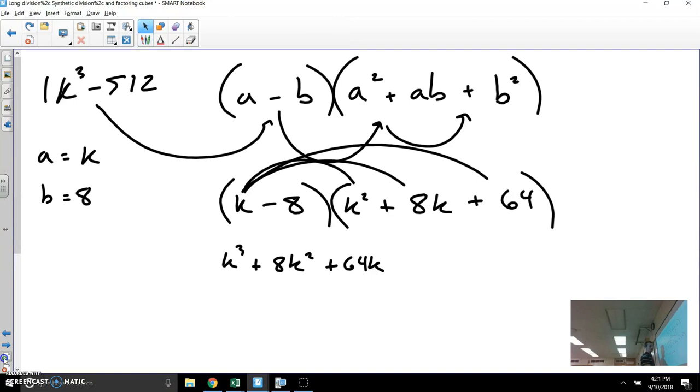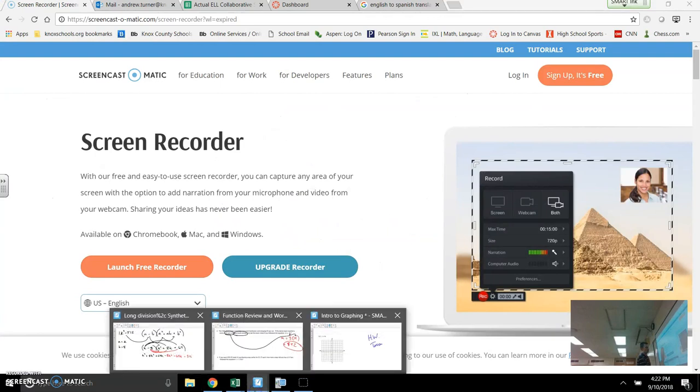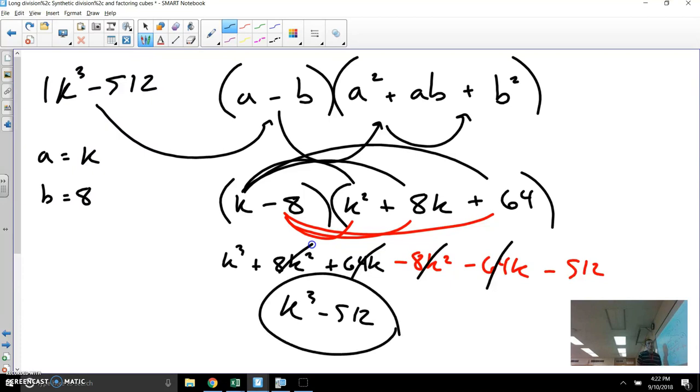I'm now going to slide over and multiply negative 8 to the trinomial. Negative 8 times k squared, negative 8k squared, negative 8 times positive 8k, negative 64k, negative 8 times 64, negative 512. And if you notice, some stuff is going to cancel out. This one and this one, 0. This one and this one, 0. And you're left with k to the third minus 512. So that part's unnecessary, but it sure feels good to know you did it correctly, because if you factor it correctly, they should multiply to be what you started with.